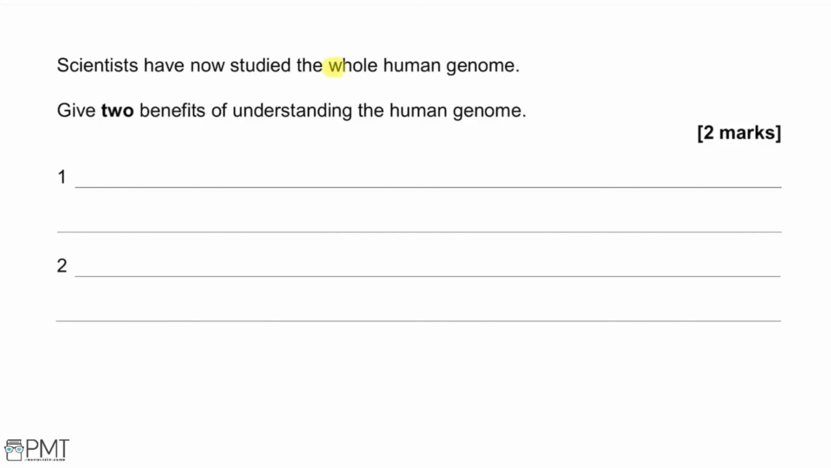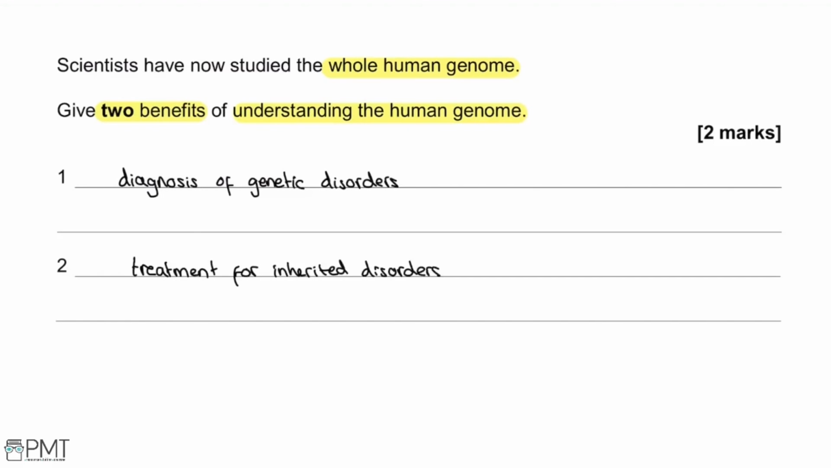Scientists have now studied the whole human genome. Give 2 benefits of understanding the human genome. One benefit you might mention is the diagnosis of genetic disorders. Another is the treatment of disorders such as this, so these could be inherited disorders or genetic disorders.